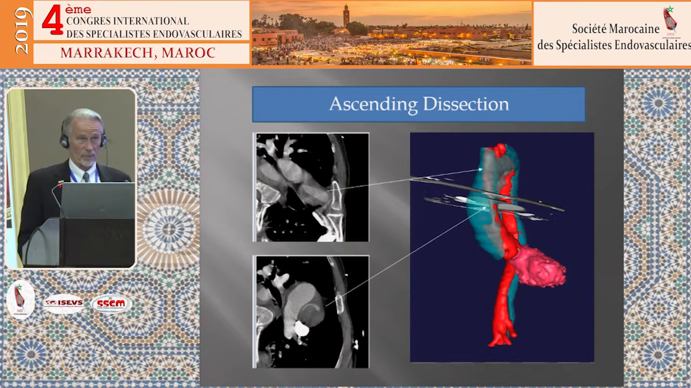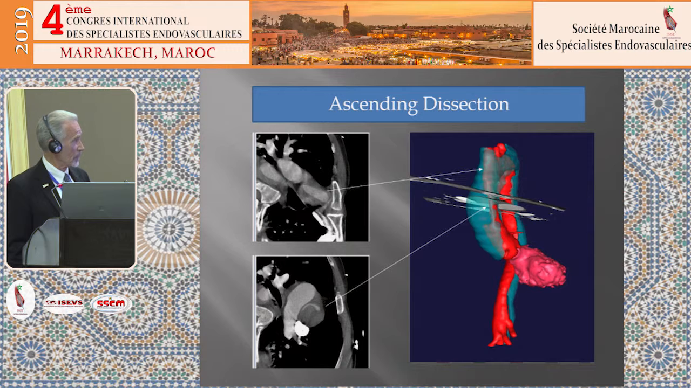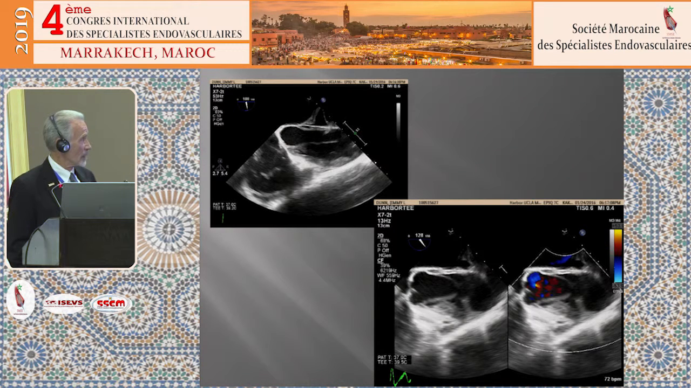This is an example of a patient who actually happened to be in the hospital, so it was the 3D representation. This red part is the true lumen, the blue part is the false lumen. You can see how with systole that flap nearly collapses and why he's in hemodynamic collapse. These are examples of the TEs at the time.